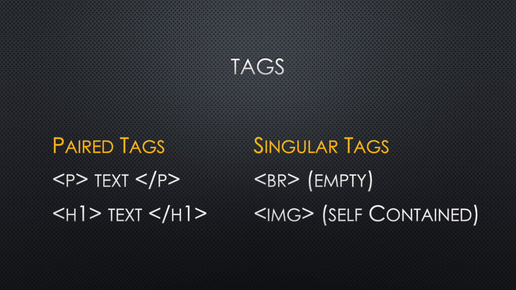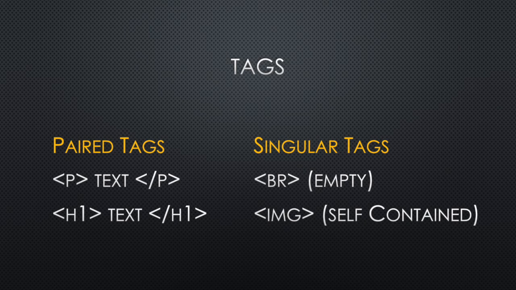There are two general groups of tags. One is known as pair tags that requires an open tag and a closing tag. And there's another group called singular tags, which don't require a closing tag. The most common example will be break. Those type of tags are called empty tags. And there's another subset we're going to call self-contained, like images.